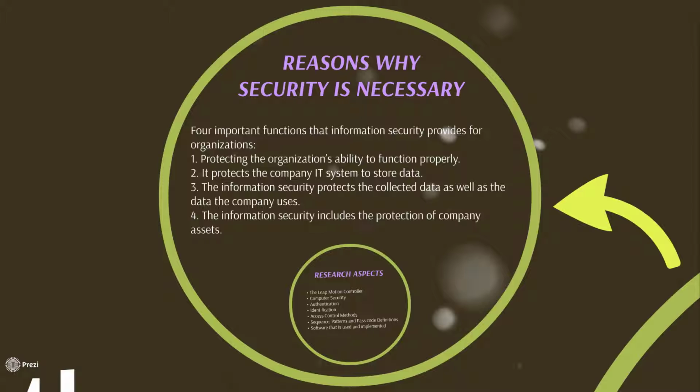Looking at the security of organizations and why it is necessary, we can look at four important functions that information security provides for organizations. Looking at protecting the organization's ability to function properly, it protects the company IT system to store data. Information security protects their collected data as well as the data the company uses. Information security includes the protection of user details, the customer details, as well as the employee details.